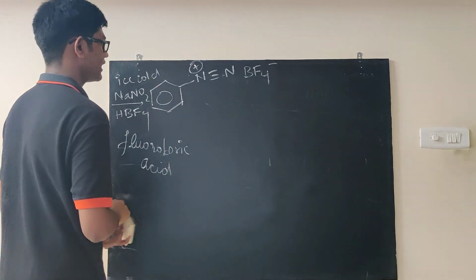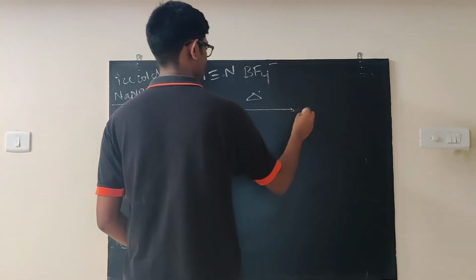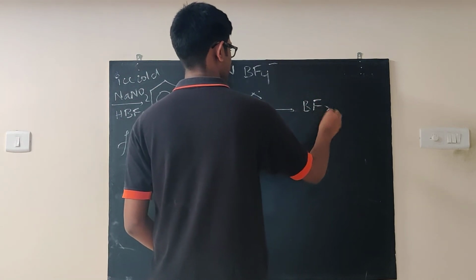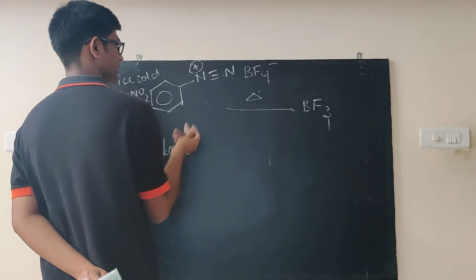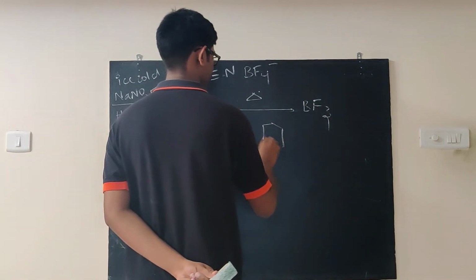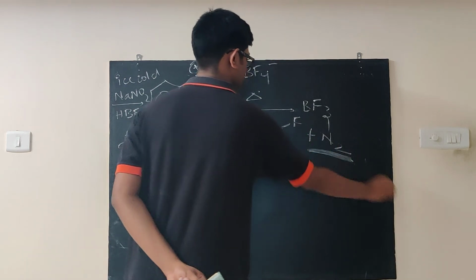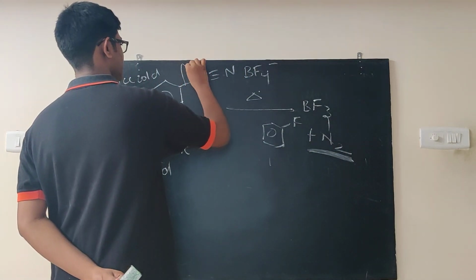Okay? Once you get that, all you gotta do is heat this compound, and you'll get BF3. This one balance stuff now. You got charges will be balanced anyways. You get a BF3 plus a benzene with a fluorine plus nitrogen. Nitrogen is always there because this bond will easily break, giving this.